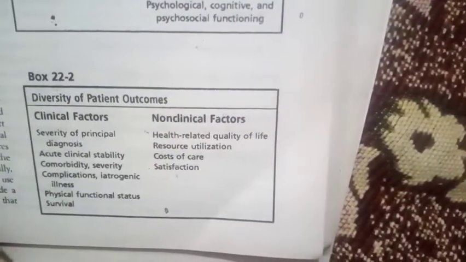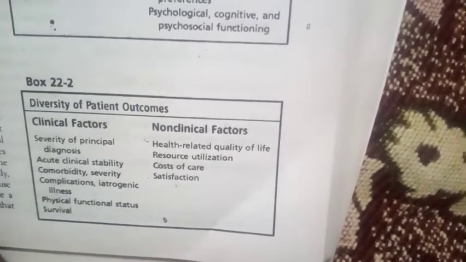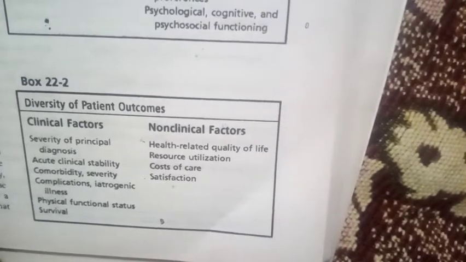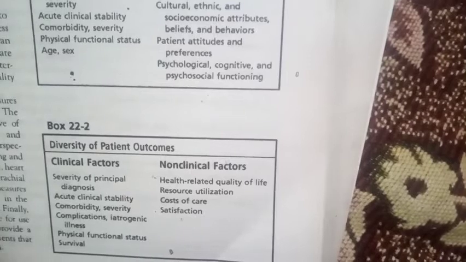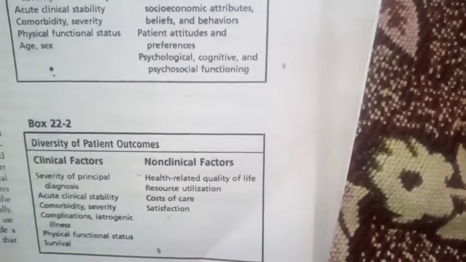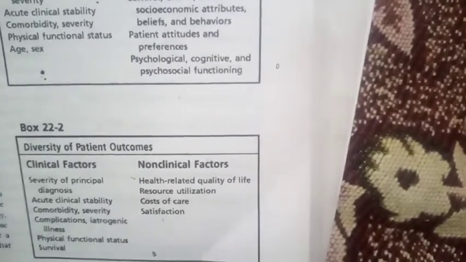Now Table 22.2, diversity of the outcome. The outcomes can be clinical as well as non-clinical. When we talk about clinical: severity of the principal diagnosis, acute clinical stability, comorbidity, physical functional status, survival. Non-clinical: health-related quality of life, resource utilization, cost of care, and satisfaction.